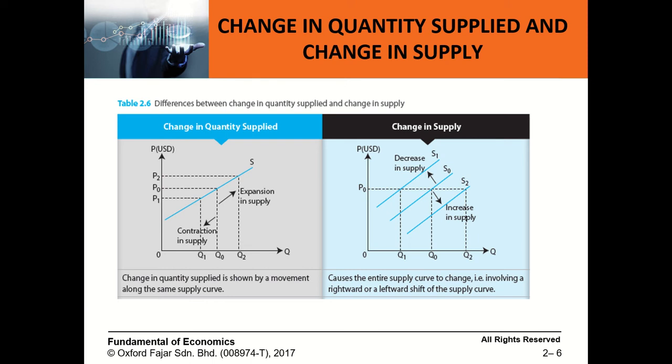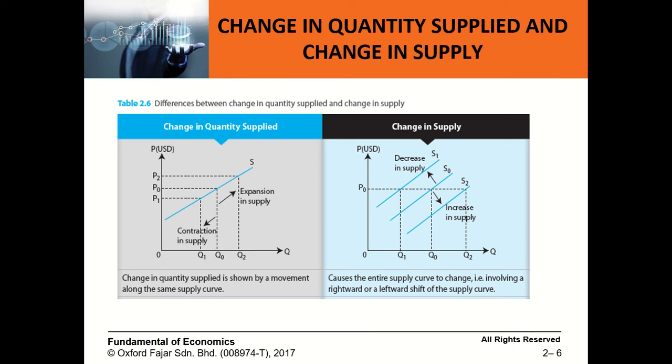However, change in supply can be defined as a shift in the supply curve, either to the right, for example S2, or to the left, for example S1. So here, the curve is no longer the same. The curve will shift either to the right or to the left.